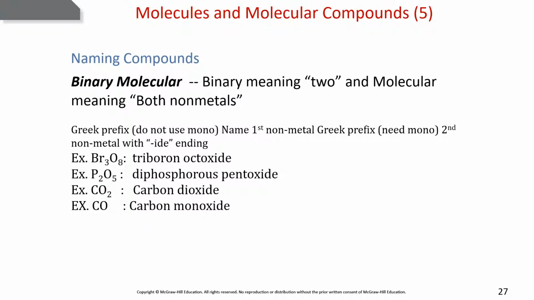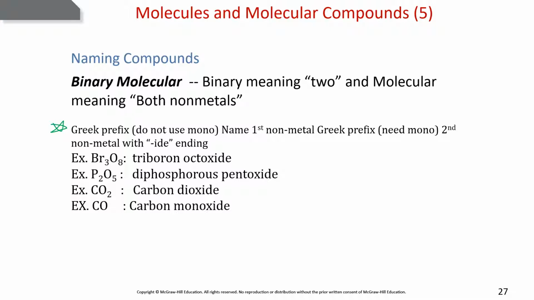Binary molecular, now we're getting to the moleculars. Again, binary meaning 2, and molecular meaning they're both nonmetals. Okay, this is where I use those Greek prefixes. So the first thing you name using a Greek prefix if necessary, meaning the first word does not need mono, but the second word will if there's only 1 entity.